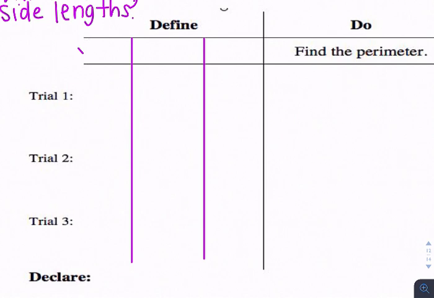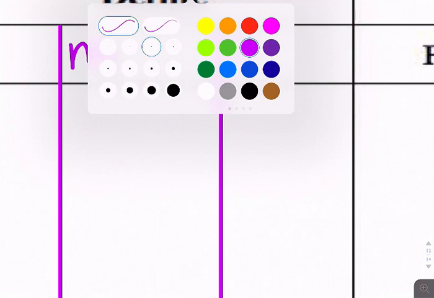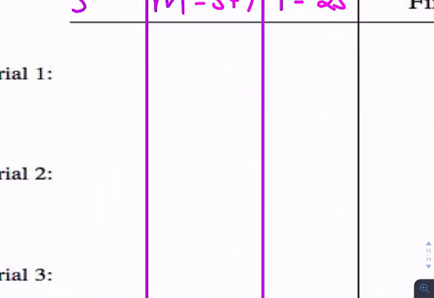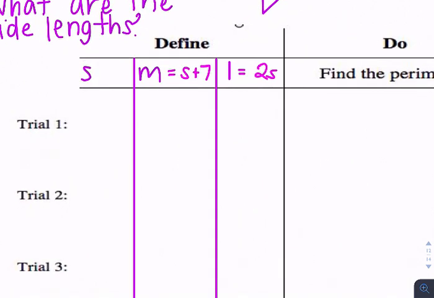So I'm going to have my 3 sides labeled. I'm going to have my short, my medium, and my long. And I am someone who definitely needs to see how I got those. So what am I going to do to get my medium and my long? For my medium, I know I'm going to add the small plus 7, and for the long, I'm doing 2 times the small. So having that information in the define is really important, especially if somebody who is not familiar with the problem was to come and look at your work.